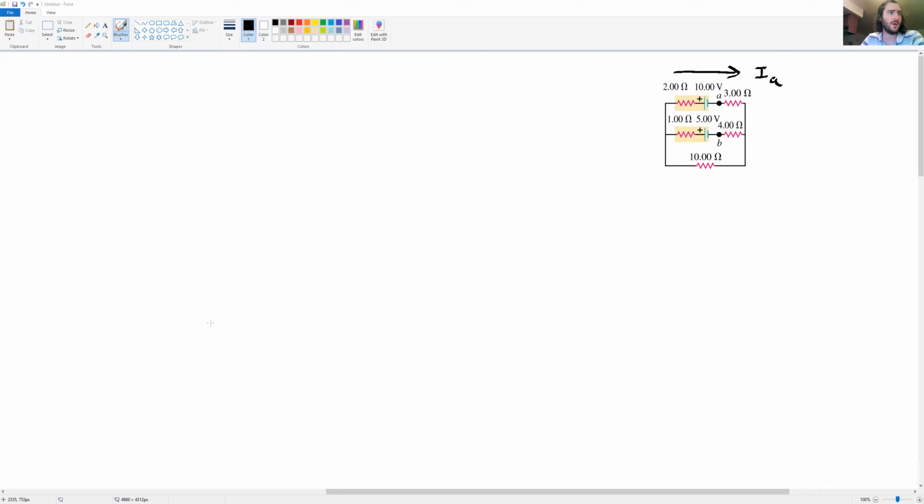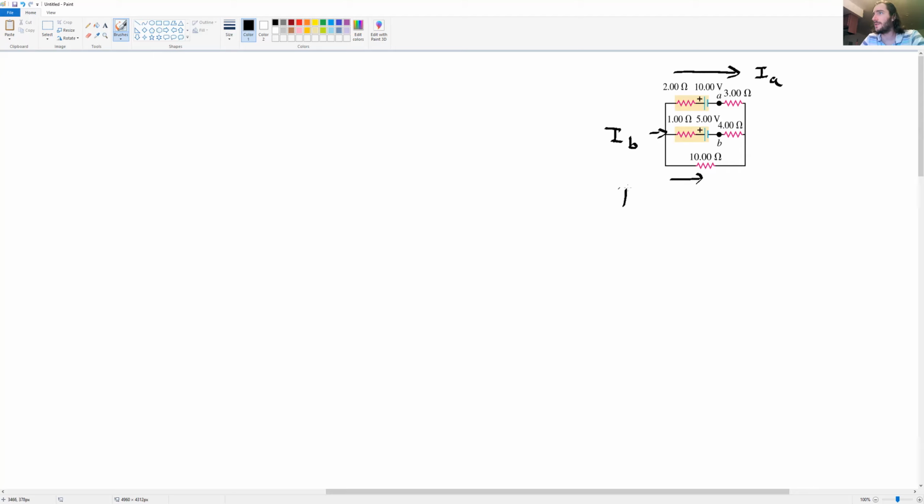They also want to know the current in the middle branch, which maybe we can assume is going this way. Let's follow that notation and call that one I sub B. And then in part C, of course, they want to know the lower current.